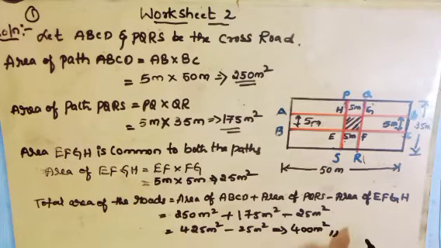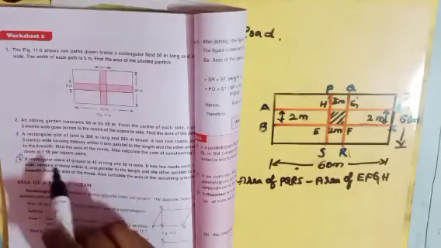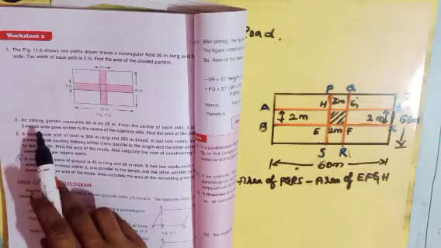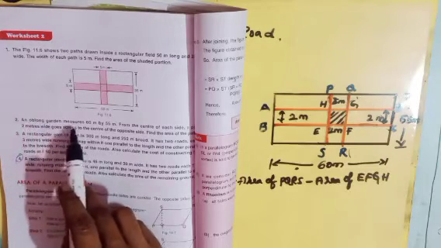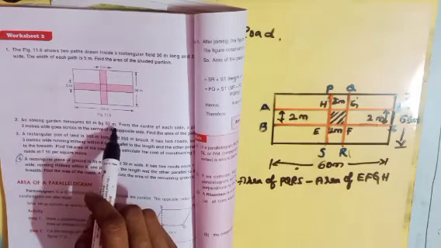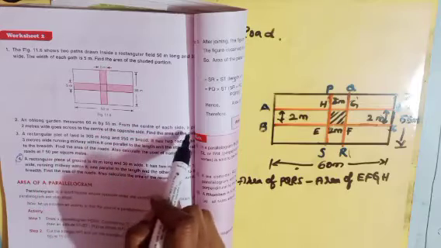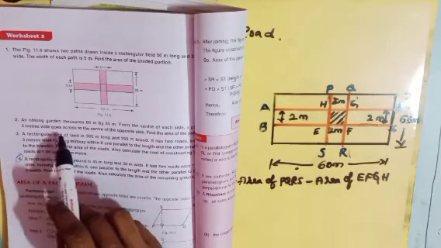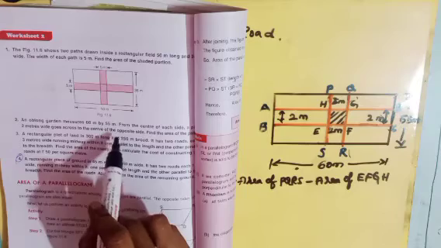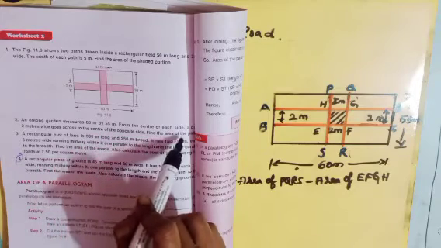Next, let us solve the second one. An oblong garden measures 60 meter by 55 meter. From the center of each side, a path 2 meters wide goes across to the center of the opposite side. Find the area of the path.